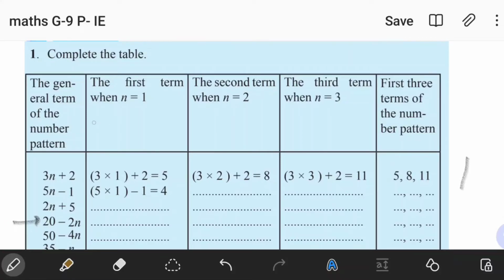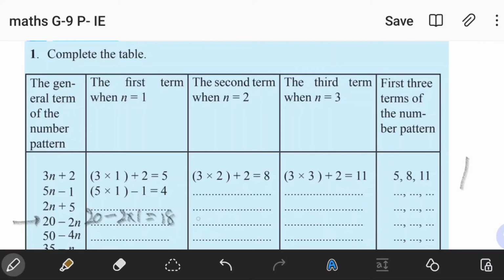So the first term is when n is equal to 1. So you want to find the first term. It's quite easy. So I think we'll have 20 minus 2 times 1. 2 times 1 is 2. 20 minus 2 is 18. So the first term is 18.